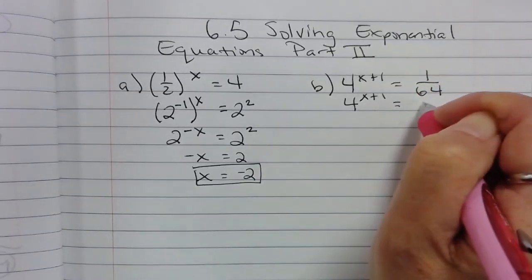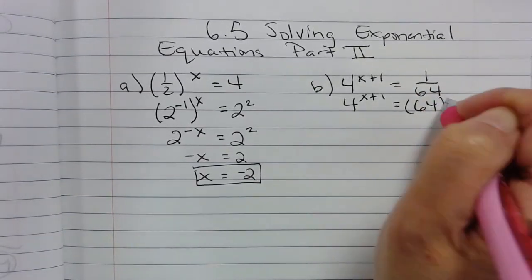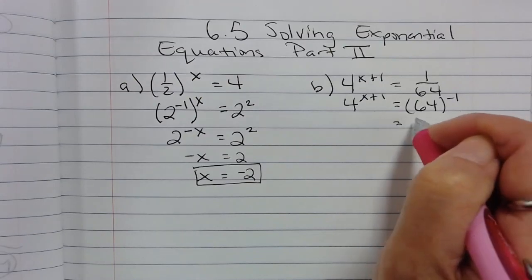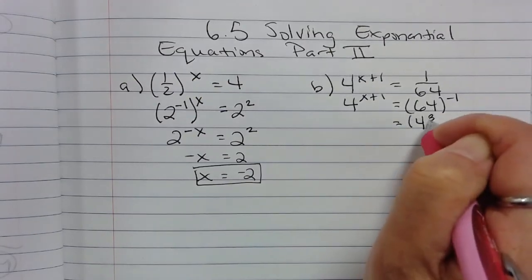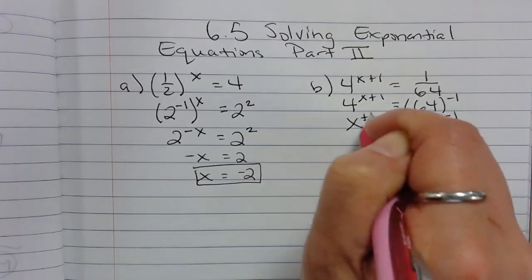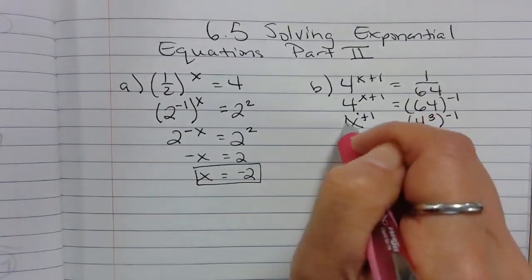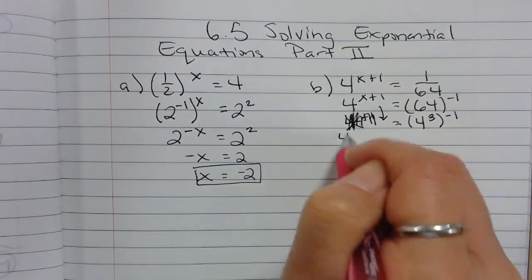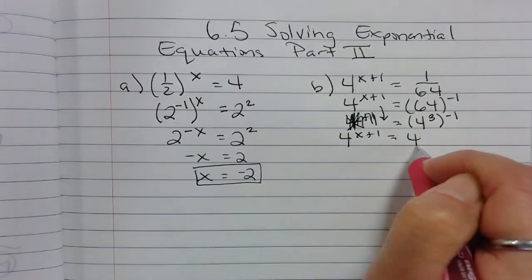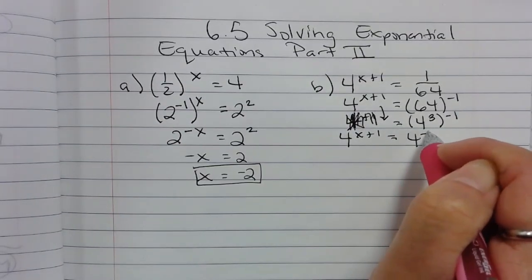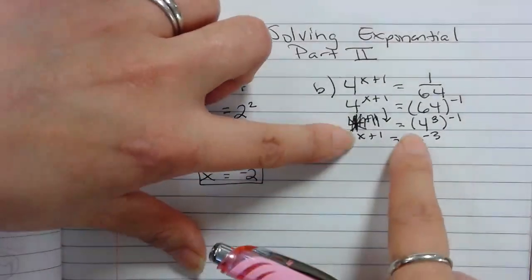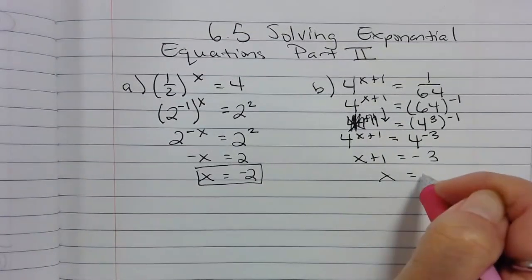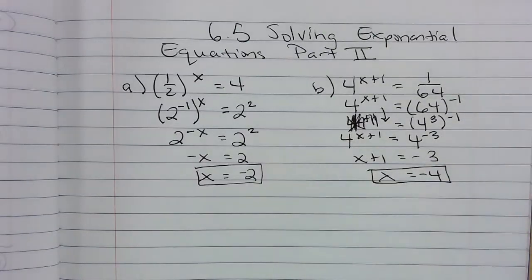Oh, 64 is really 64 to the negative 1. And I also know that 64 is really 4 to the power of 3. So 4 to the power of 3. Oops, sorry, it's supposed to be that one. So now I'm going to bring it down. 4 to the x plus 1 equals 4 to the negative 3. Are the bases the same? Yes. So x plus 1 equals negative 3. x equals negative 4.